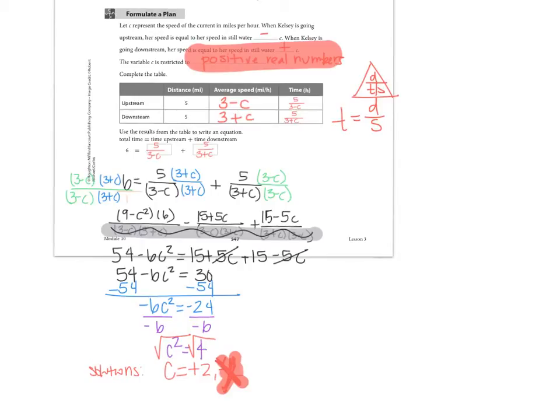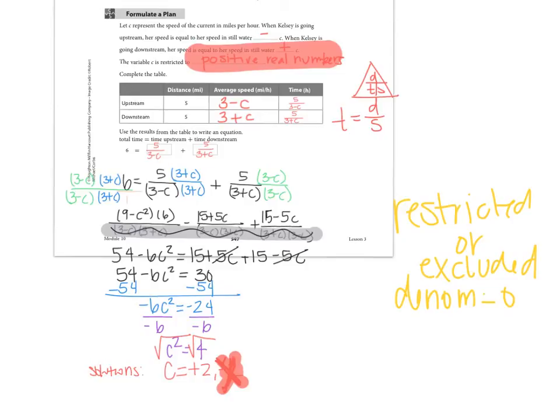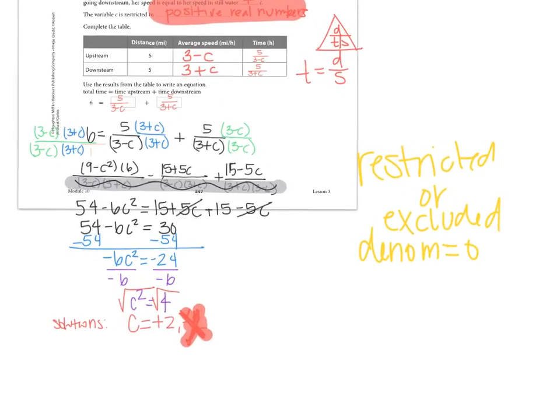So now we need to check for our restricted values or our excluded values. Either word, restricted or excluded values, just to make sure that it doesn't conflict with what we have worked out our answer to be. Those come from when my denominator is equal to 0. So my denominator was 2 factors. The first factor was 3 minus c, and the second factor was 3 plus c. If I were to solve both of these, then I would get that c cannot equal positive 3, and I would also get that c cannot equal negative 3.